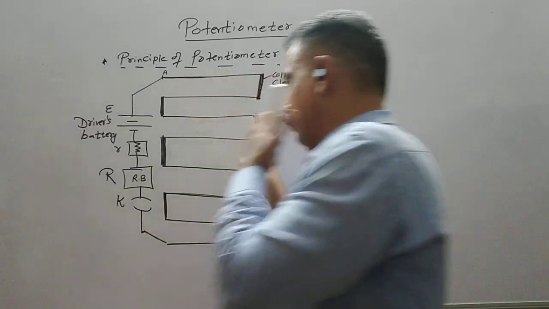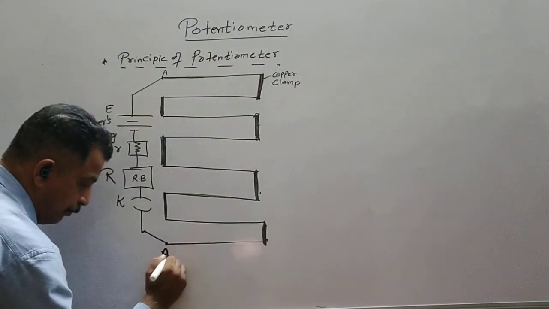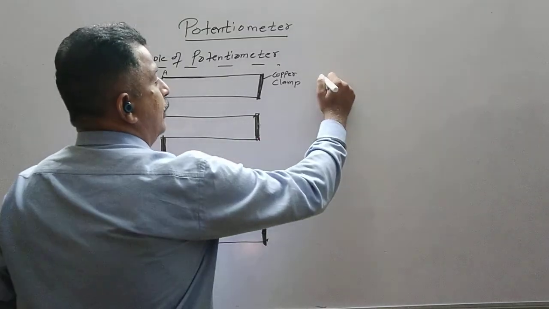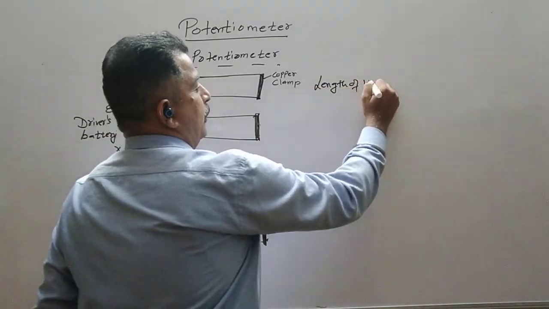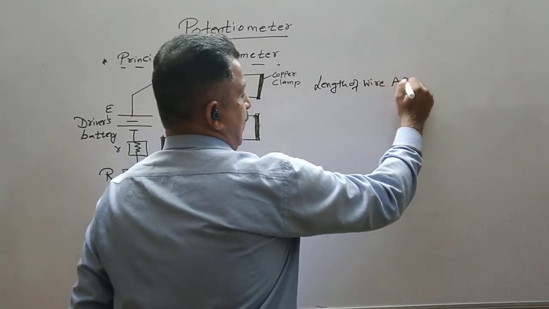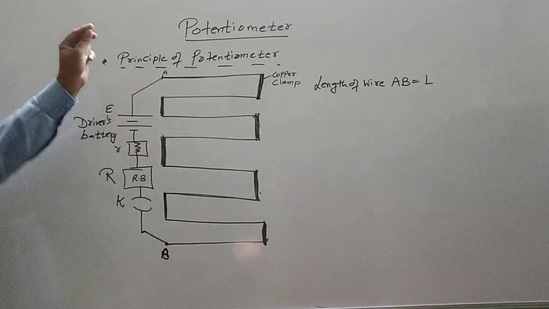So we have a several meter long wire. Let the length of the wire be capital L. So the length of the wire is AB and it is taken to be L. So this is a very long wire.